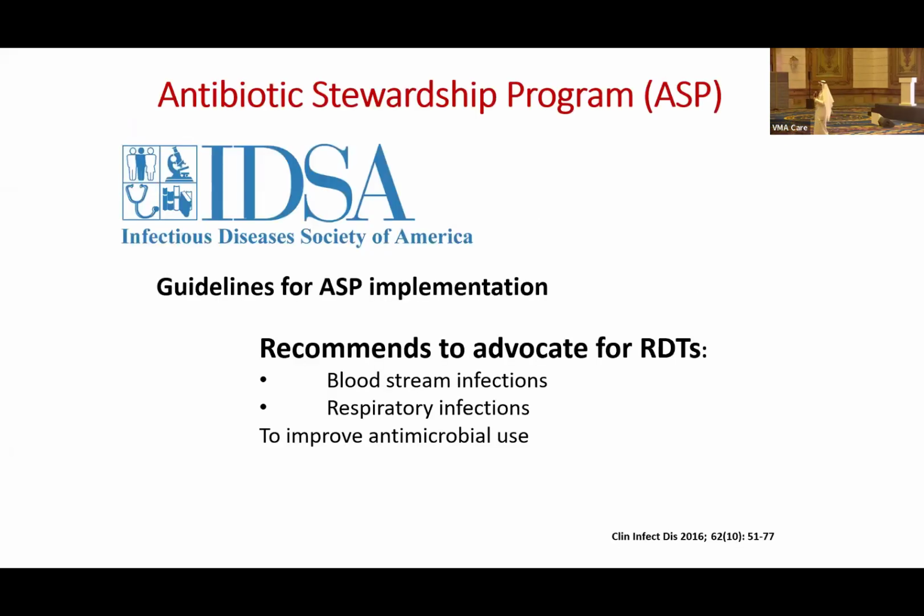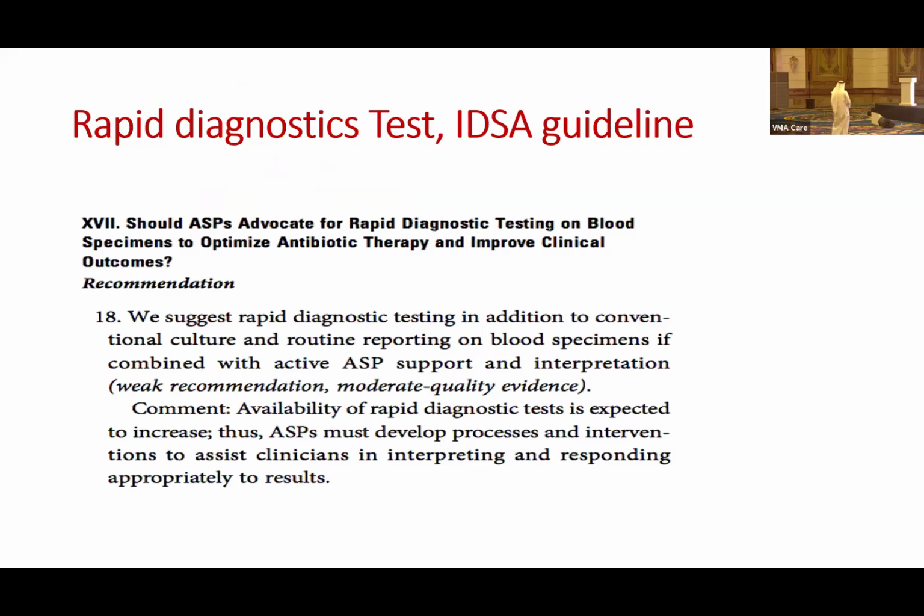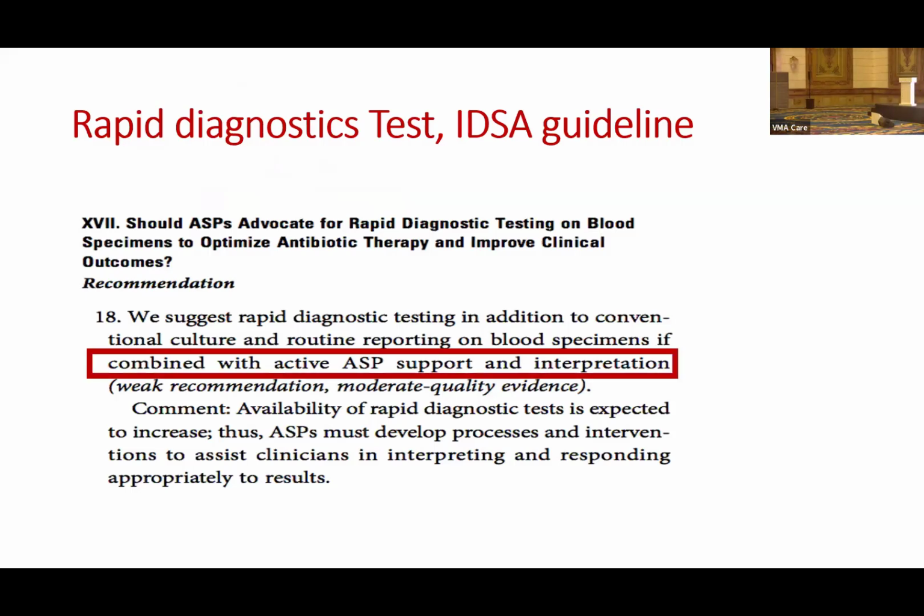resistance. So what's the IDSA guideline or ASP guideline related to rapid diagnostic tests? There are 2 recommendations from the IDSA guideline and the ASP regarding rapid diagnostic tests for bloodstream infection and for respiratory infection. For bloodstream infection, they recommend here, we suggest rapid diagnostic tests, in addition, this is very important, to conventional culture and routine reporting on the blood culture, if combined with ASP activities. This is very crucial, by the way.